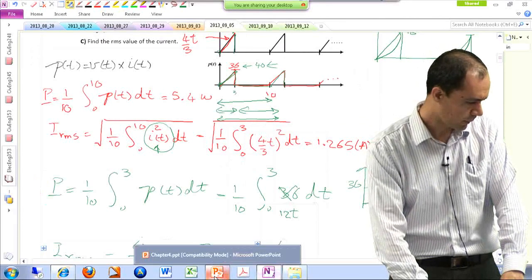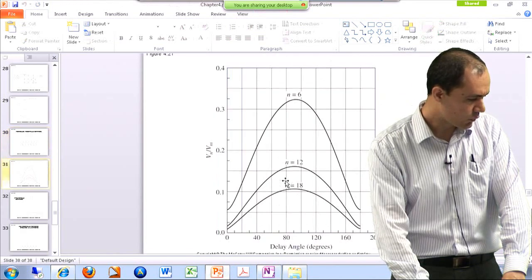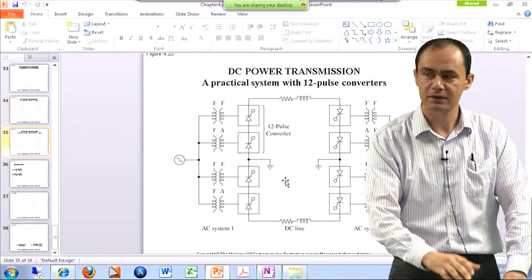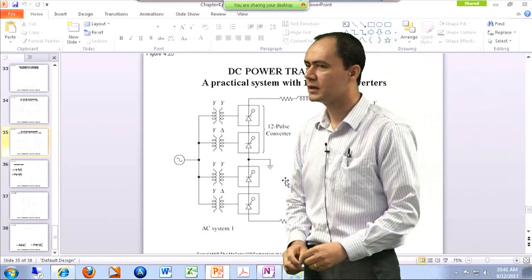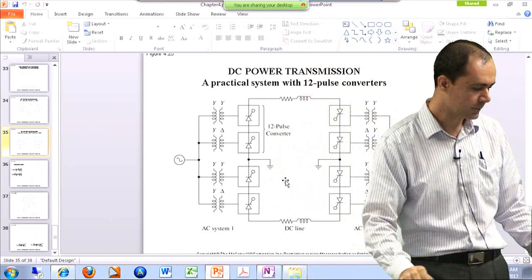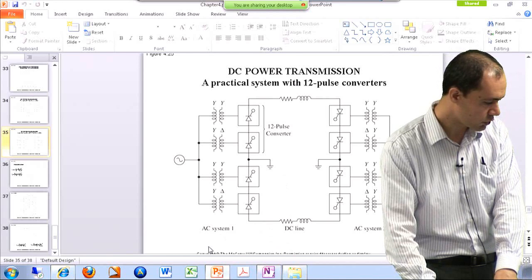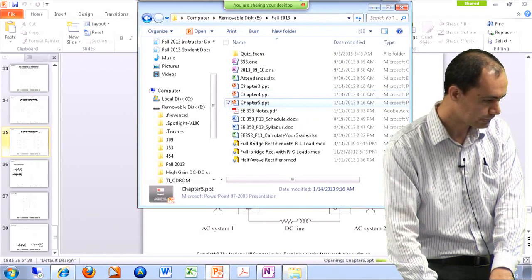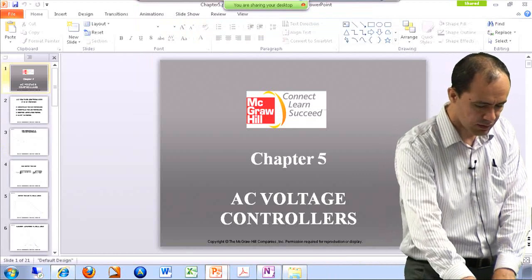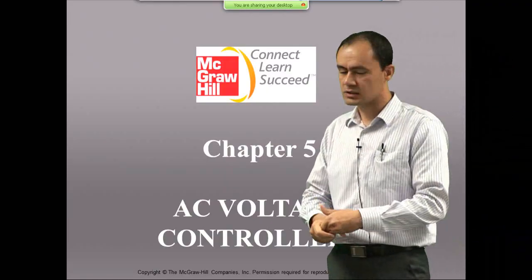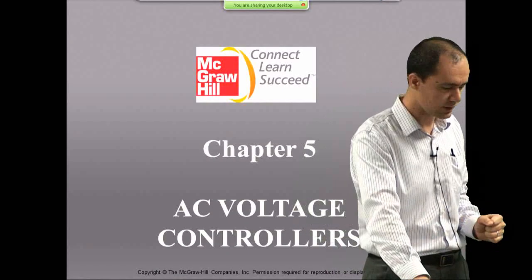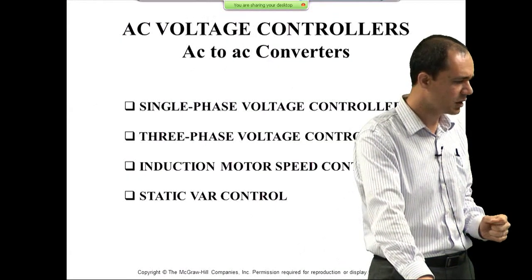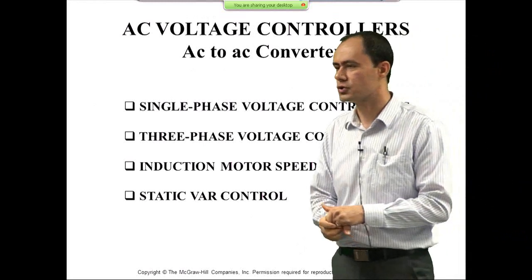All right, this is pretty much what chapter 4 of this class is covering. There is more advanced material over here. I don't expect you guys to be good at it. There is a short chapter after this chapter, which is chapter 5, that we don't have time to cover today, but basically it's called AC voltage controllers.